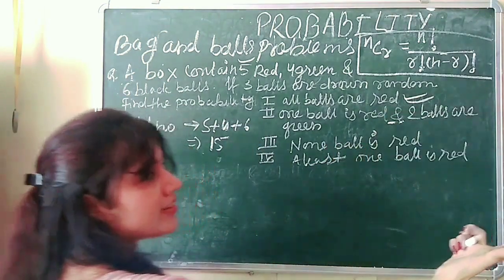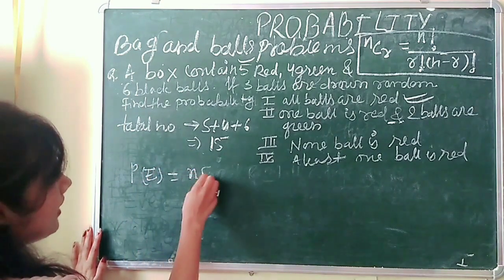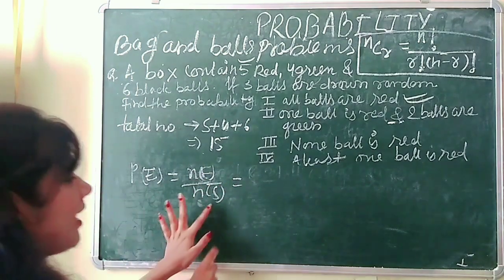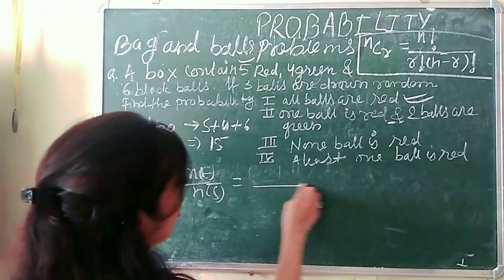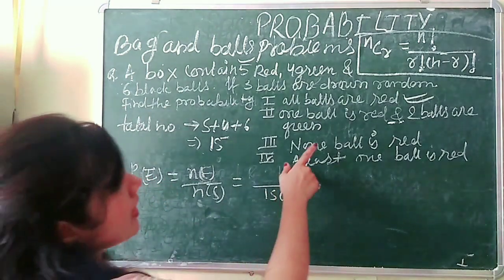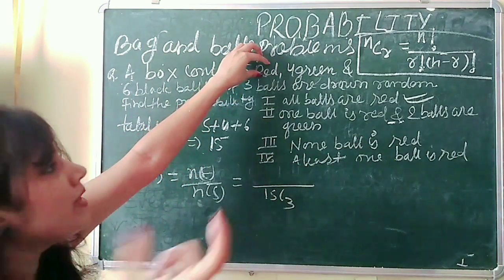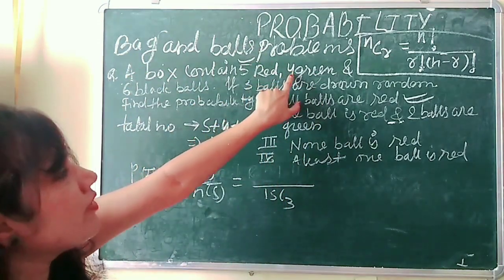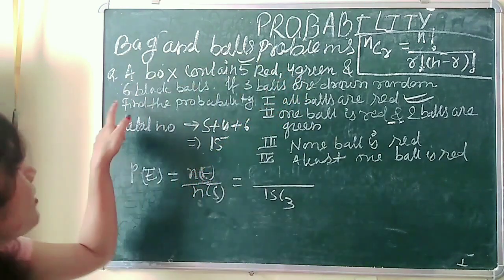none ball is red. So again we have to find the probability of the event, that is NE by NS. And NS is again 15, the total number of balls is 15. So we will make the combination 15C3. That will be the same. Now it is saying none ball is red. So if there will be no red ball, the balls will be either green or black. So now we will make the combination from these balls, that is four green balls and 6 black balls.